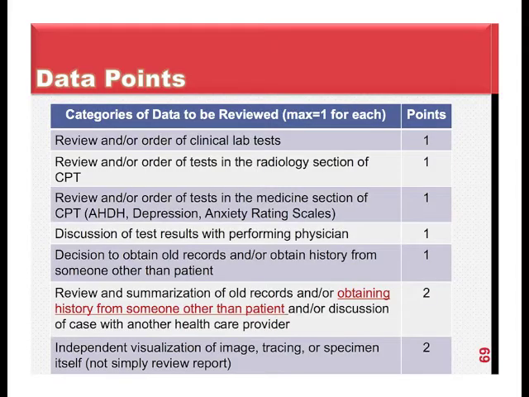Again, reviewing and ordering the records is a point. Radiology, maybe you got an MRI on somebody for something, or an EEG or something like that, that's a point. Any other kind of test in the medical system, or the medical codes. And what will count in this now are things like giving and reviewing Conners ADHD rating scales, Beck depression, anxiety scales. If you have the patient fill those out, you review it and you score it, that will count.